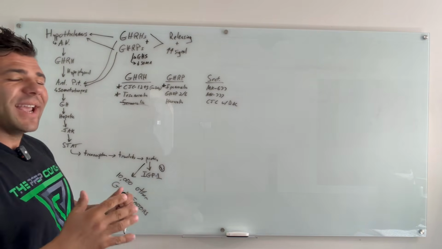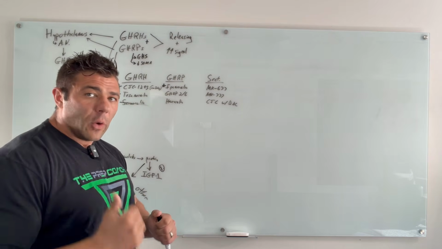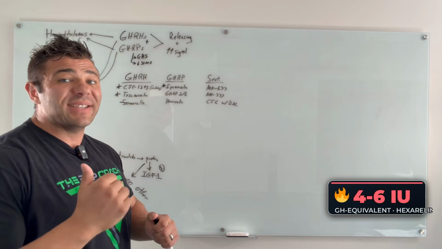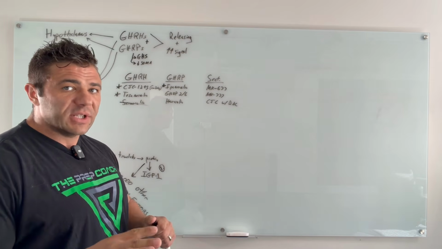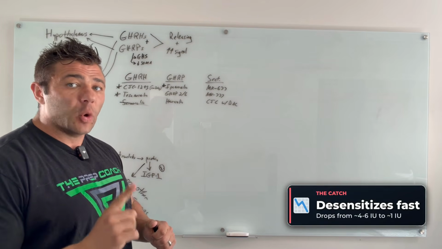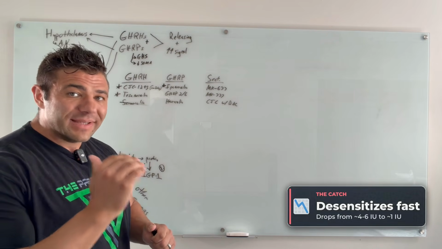Now, hexarelin, again, it almost isn't even in this category. It releases about as much growth hormone as about 4 to 6 IUs of exogenous growth hormone, and those numbers are very skewed depending on the person. The problem is it desensitizes so quickly. That's the first bolus dose, and then from there, it becomes less and less effective.